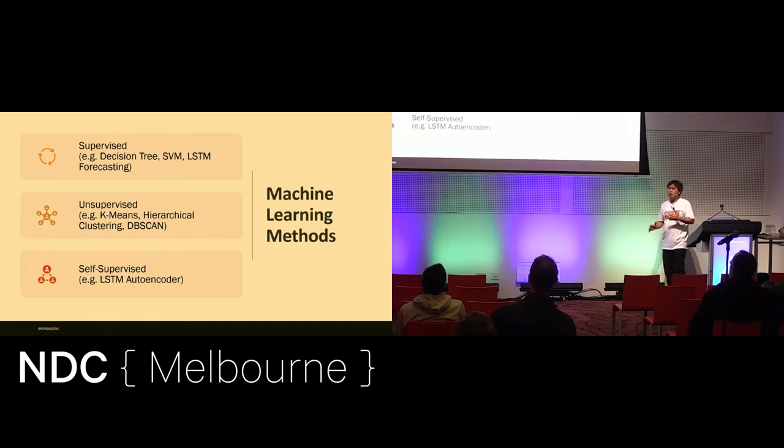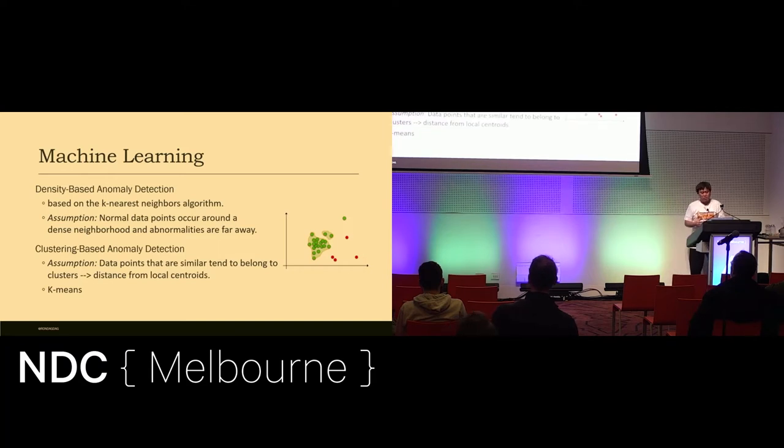For the machine learning methods, there are a lot of ways you can do anomaly detection. Sometimes you do supervised learning, sometimes unsupervised learning, and sometimes self-supervised. Supervised means you give it a bunch of examples and train a model to detect anomalies. Unsupervised learning is typically k-means or clustering. And self-supervised learning is a combination of both, unsupervised and supervised learning.